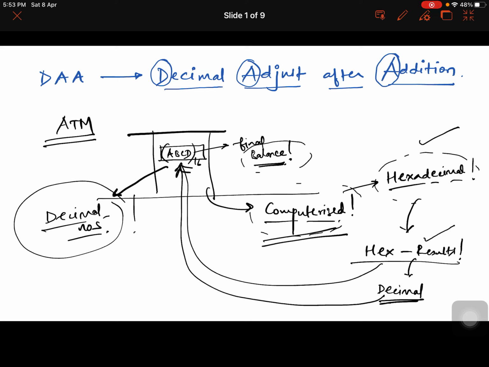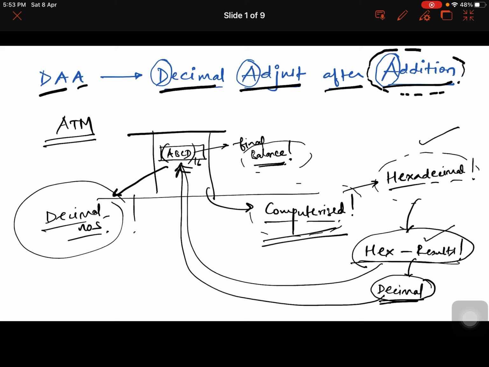And again, it doesn't happen automatically. Converting those hexadecimal results into decimal is done by the instruction called the DAA instruction. But again, it is very important to understand its working, rather than just the full form. It is basically decimal adjust after addition. So this word is very important. It means this instruction will help you convert your hexadecimal results into decimal results, provided you have done addition prior to this. Let me give you an example.